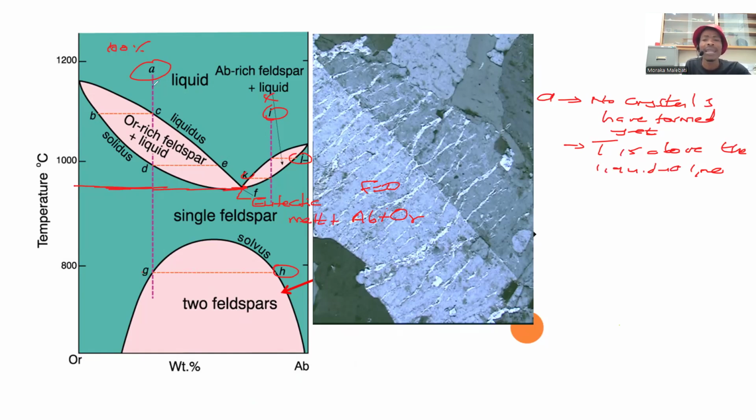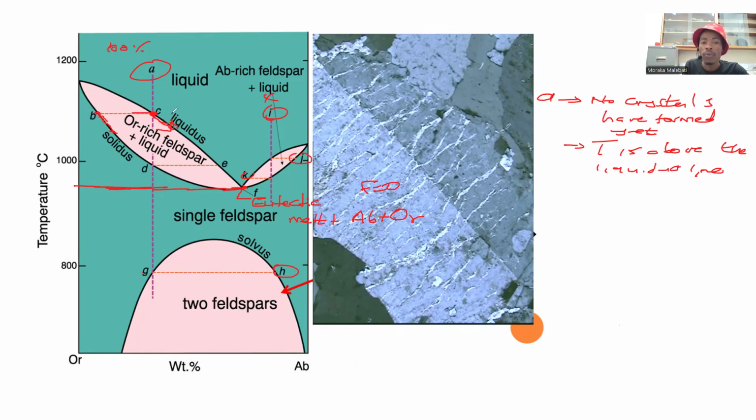But once you start lowering the temperature, that's where the first crystals will start to form. We read their composition here because the composition of the solid, we read along the solidus line. The composition of the liquid, we read along the liquidus line. These are some of the things that we discussed in detail in that video of the binary system.